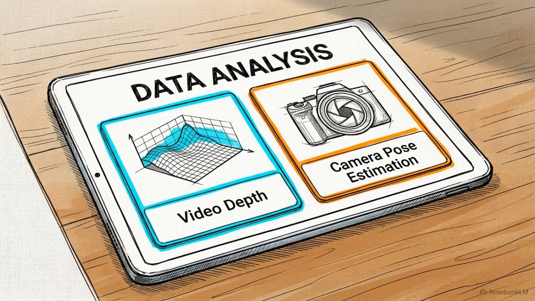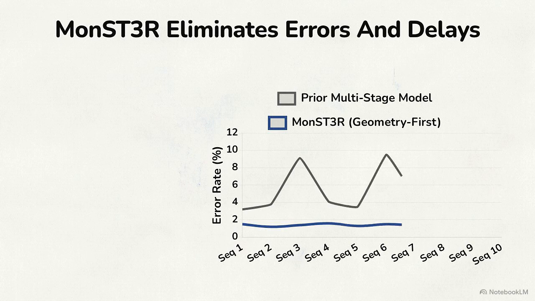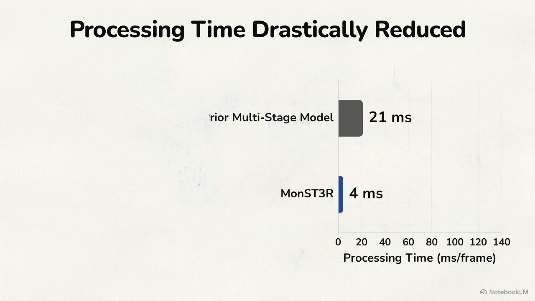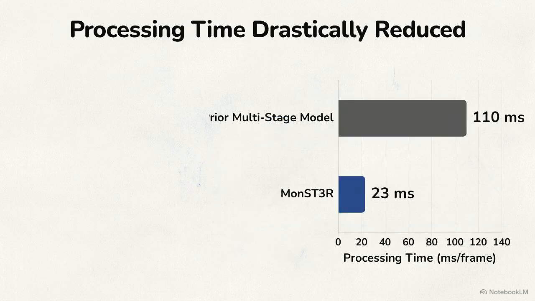Transitioning to the empirical results, the team benchmarked MonST3R specifically on its performance in video depth and camera pose estimation. This line chart tracks error rates across benchmarks. MonST3R significantly reduces errors compared to prior multi-stage models, maintaining accuracy where older pipelines break down. We also see reduced processing time. This efficiency comes strictly from eliminating the computationally expensive optical flow optimization phase.